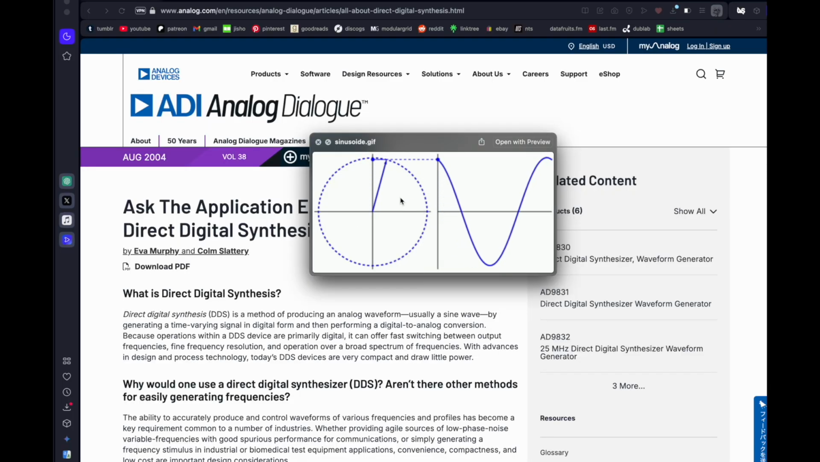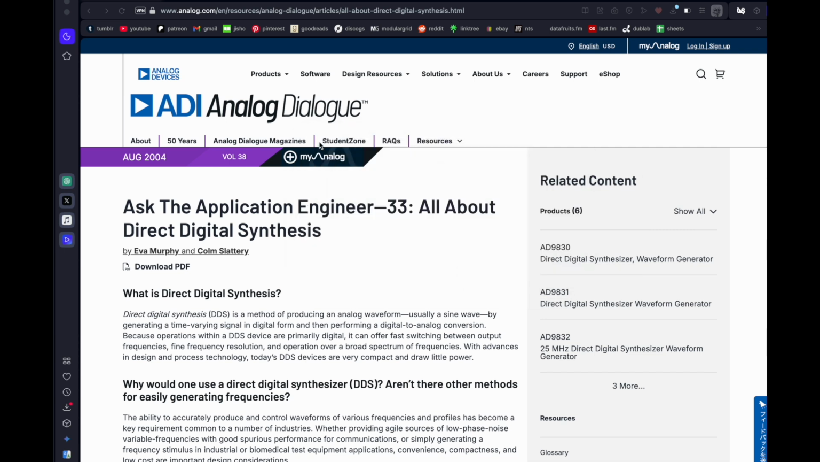So you can do this and turn it into a synthesizer, but this is a bit more computationally expensive to actually calculate the sine of each of these angles. So what's a solution to this? Well, that's where this idea of DDS comes in, or direct digital synthesis.